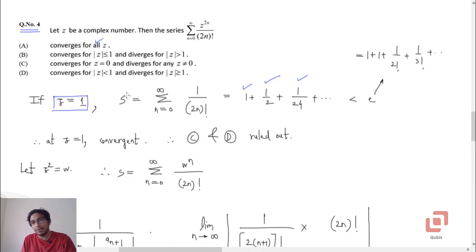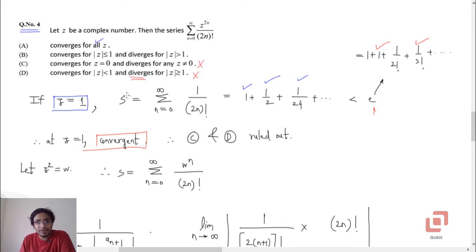Now what are the terms that are missing here? Factorials of all odd numbers. 1 upon 3 factorial is missing and so on. So this is definitely less than e. So at z equal to 1, we are getting a convergent series. Note that all terms are positive, and we have ensured that the sum is less than e. So at z equal to 1, the series is convergent, which means C and D cannot be right.